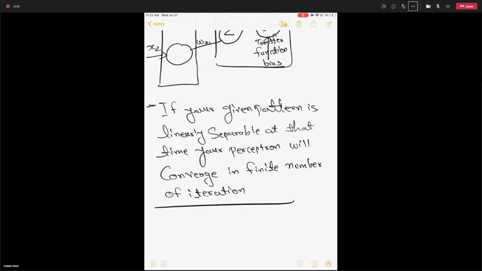Can anybody tell me, if I write this statement, what do you mean by this? I wrote that if the input pattern is linearly separable, at that moment of time your perceptron will converge in a finite number of iterations. What do you mean by converge? Anyone from you? Merge? Merge means to put together.